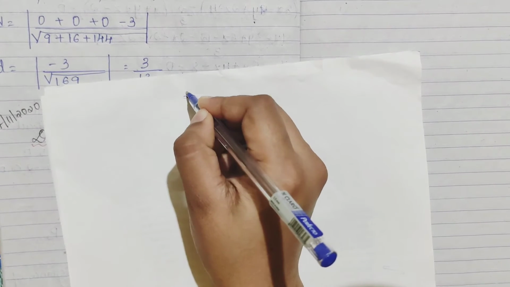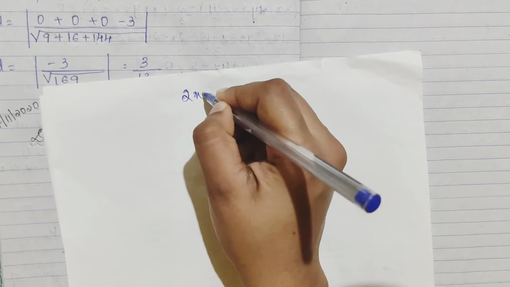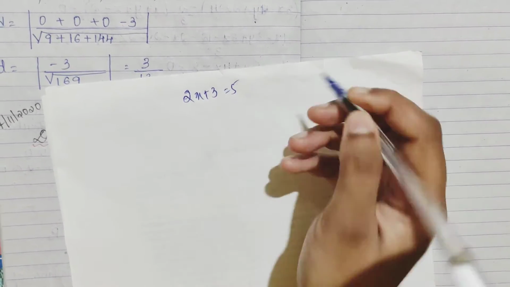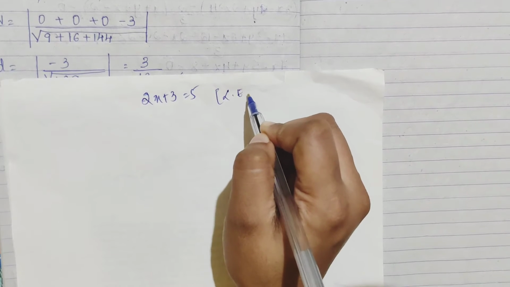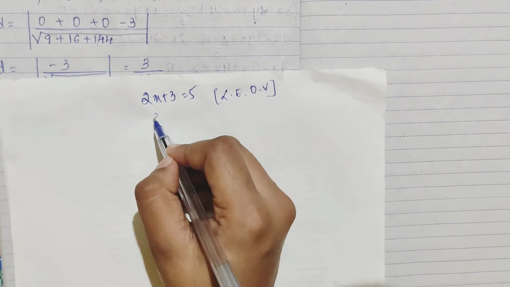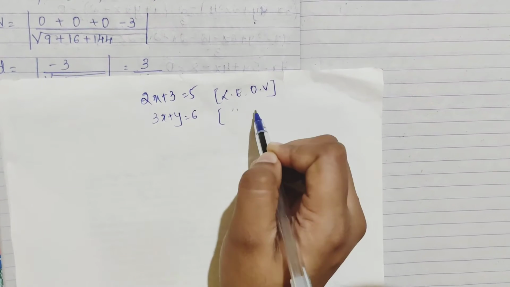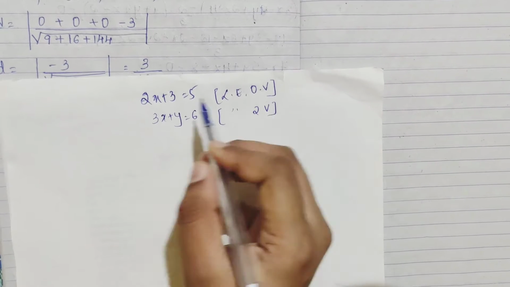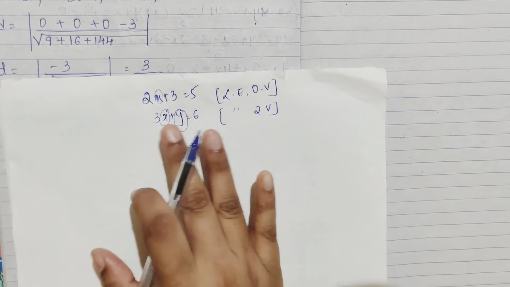Like for example, you have 2x plus 3 equal to 5. This is your linear equation with one variable, right? If you have 3x plus y is equal to 6, this is also a linear equation but with two variables. Two variables means x, y. Here only x is there. This is called an equation, right?